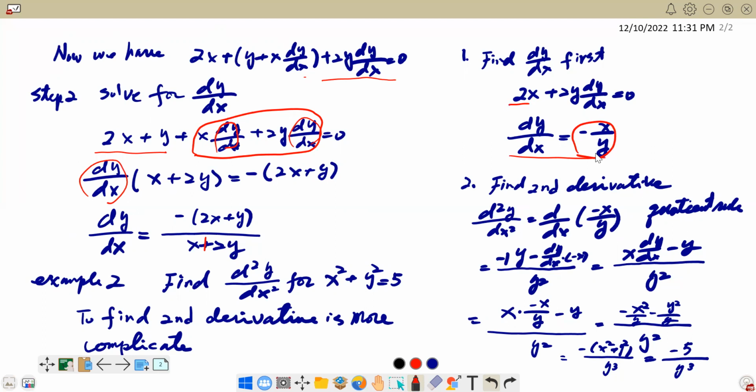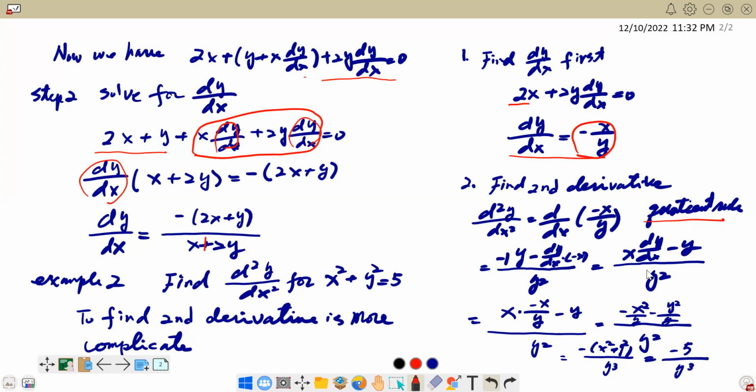Then we want to get the second derivative, d squared y over dx squared. That means d/dx of the first derivative. This is a quotient of two functions, so we use the quotient rule. By the quotient rule, I will get y squared, negative 1 times y minus negative x times dy/dx. So I can say this negative, I get positive x dy/dx minus y over y squared.